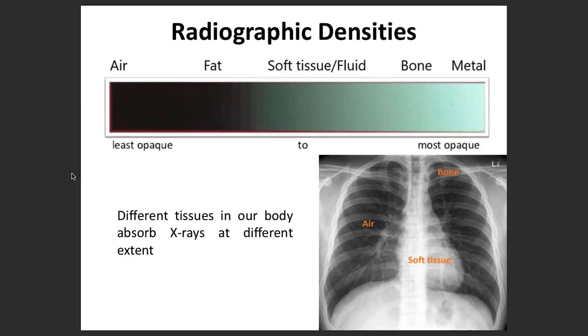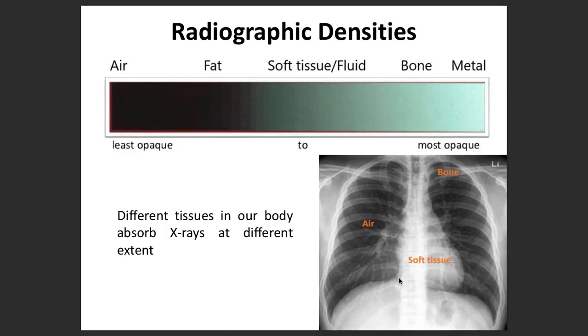So this is the radiographic density. If you go from the air to the metal, metal is the one which is going to be the most opaque. However, air is the one which is going to be the least opaque. And this is how, if you look at the upper chest, looking at the bone, looking at the soft tissues, it definitely looks slightly different, right? So there are some technical aspects of that.